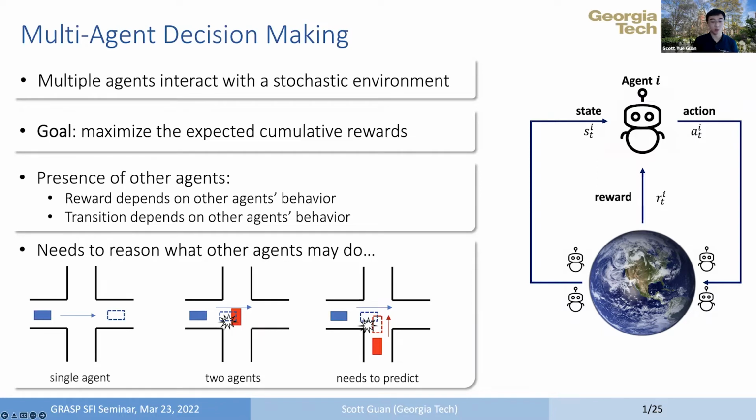Suppose now the two agents are both at the stopping line, and the blue agent needs to predict what the red agent will do. If the red agent is going to stay at the stopping line, then the blue agent can cross the road safely. Otherwise, if the red agent decided to also cross the road, then we're again going to have a collision. So in this multi-agent scenario, an agent not only needs to consider the state of other agents, but it also needs to predict the behavior of others. This really makes the problem much more complex than the single agent case.